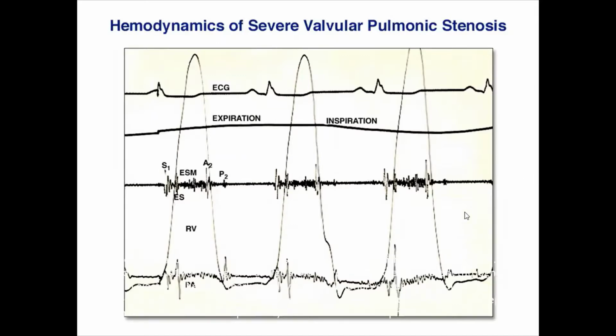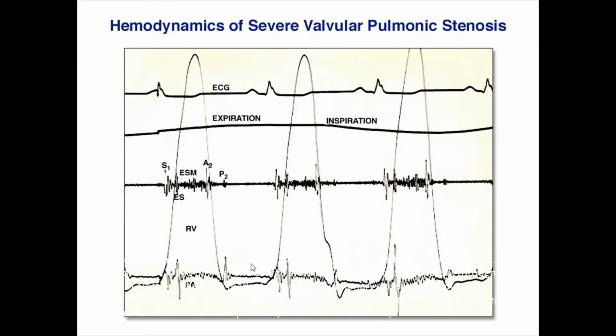In the phonogram, what is written? There is S1 and A2. Phonogram means the heart sound. So S1 is the first heart sound, A2 and P2 are the components of the second heart sound. Here, ESM, ejection systolic murmur. And what you see here, there is a gradient. Is it systolic or diastolic?